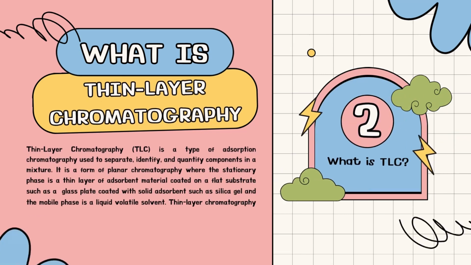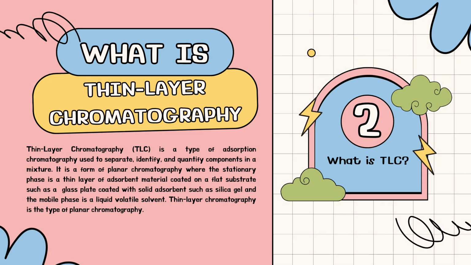Greetings everyone. For this topic, we choose thin layer chromatography. What is thin layer chromatography? It is a type of adsorption chromatography that is used to separate, identify, and quantify components in a mixture. It is a form of planar chromatography where the stationary phase is a thin layer of adsorbent material that is coated on a flat substrate such as a glass plate.